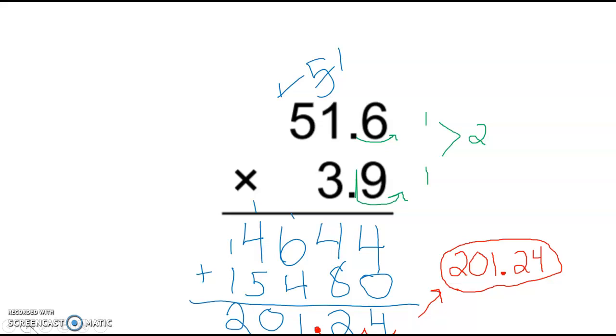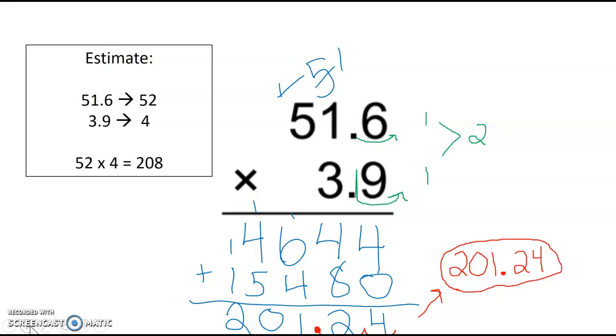Now is the important part where I have to decide, is that a reasonable answer? Well, let me think about it. 51 and 6/10ths, that's pretty close to 52. And 3 and 9/10ths, well, that's pretty close to 4. So 52 times 4 is 208. Hey, that's pretty close to 201. So I'm now feeling comfortable about my answer.